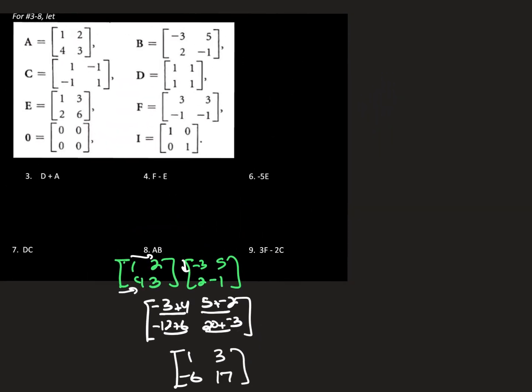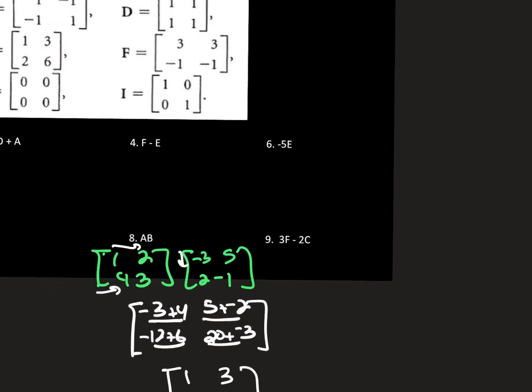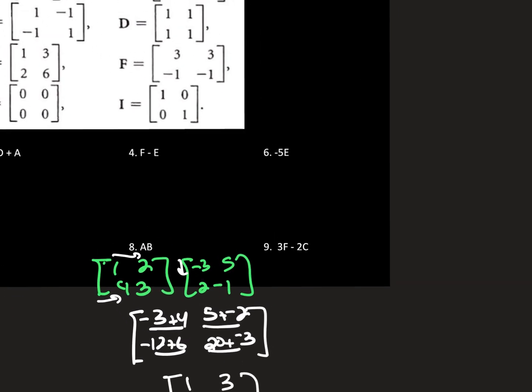All right, last one of these, number 9, 3 times F. So I'm gonna write that first. If I do 3 times matrix F, it's gonna be 9, 9, -3, -3. That's a -3 right there. That's terrible. I'm gonna write that again. I'm sorry about that. It's making the video longer, but I want you to be able to read it. So 3 times F would be 9, 9, -3, -3.